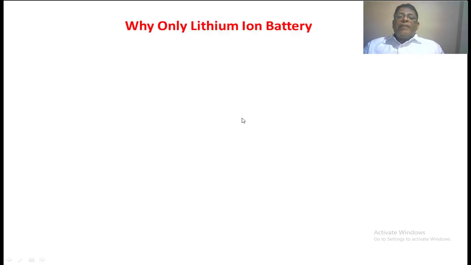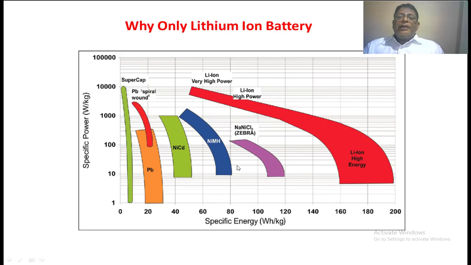We know that different types of batteries are available commercially, but out of all these batteries, we are using only the lithium ion battery. If we compare the different types of batteries, on the x-axis we have taken the specific energy, on the y-axis we have taken the specific power. This is lead battery, this is nickel cadmium battery, this is the nickel metal hydride battery. So in this manner different batteries are there. This is zebra battery. Out of all these batteries, lithium ion battery has a high specific power as well as a high specific energy. This is the reason that we are using a lithium ion battery in electrical vehicles.